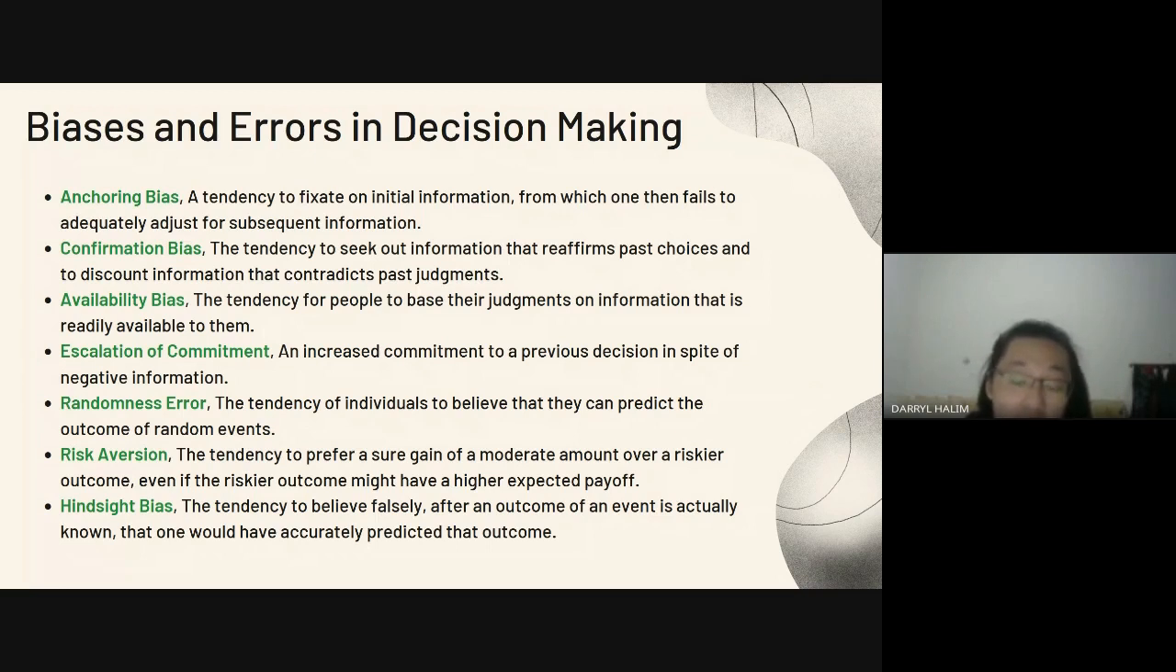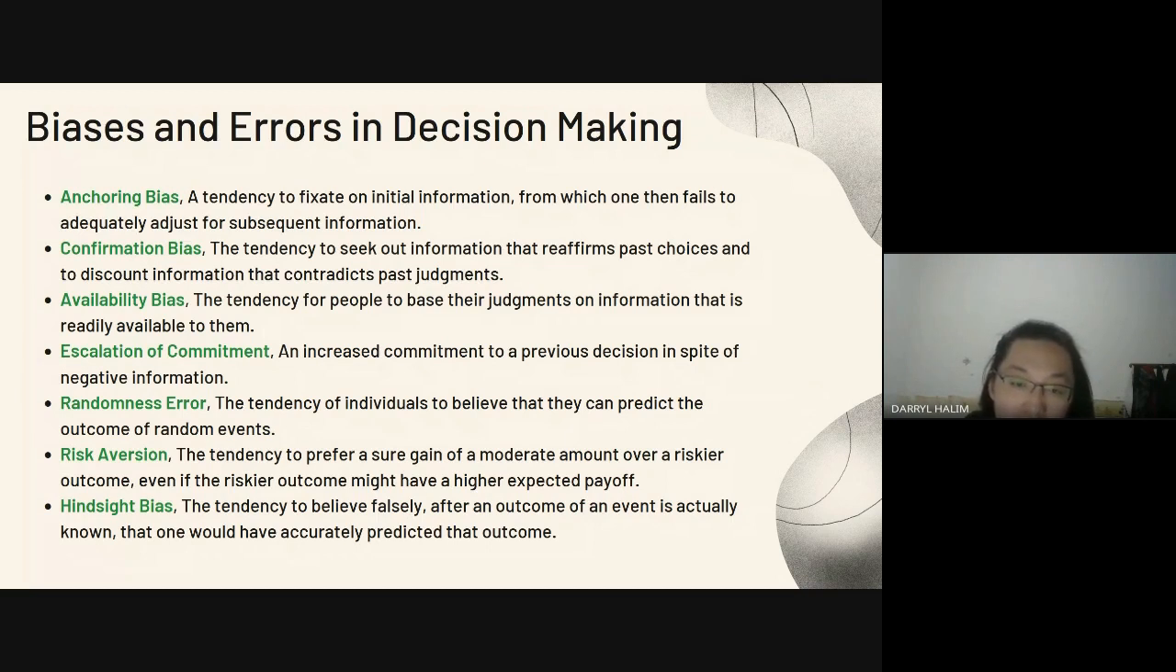It's the tendency for individuals to believe that a truly random event has something that caused it. For example, if you run a random number generator from 1 to 10, the result is 6. Now, randomness error is when you believe that there are factors that affect the random number generator and make the result 6, even though it is truly random.